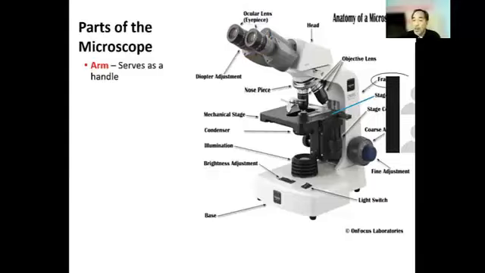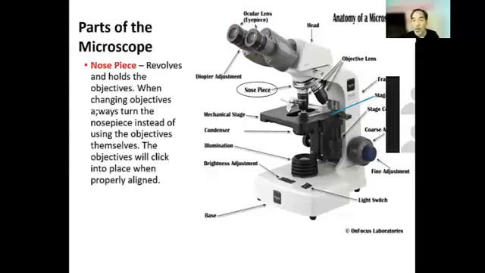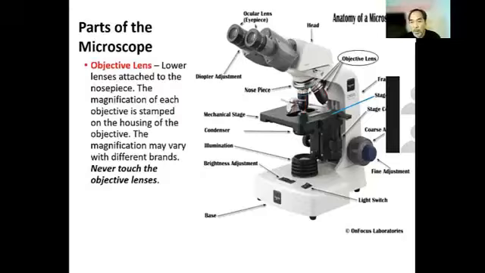Now the arm serves as a handle. The nose piece is a dial located just below the ocular lens, and this dial has objective lenses. Below the nose piece are the objective lenses. The lenses are attached to the nose piece, and the magnification of each is stamped on the housing. It actually tells you its magnification. That's very important to know so that we can know how the specimen is being further magnified.